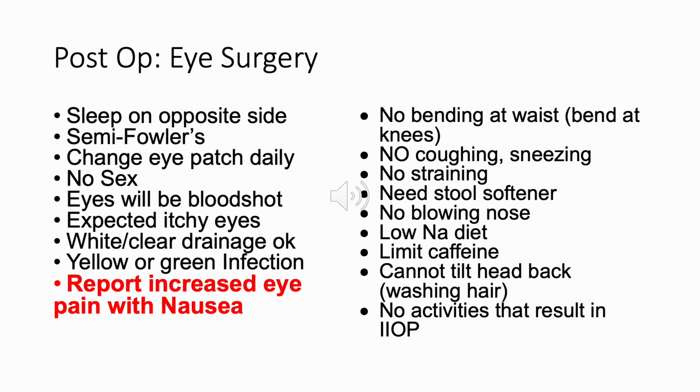Okay, so anybody with eye surgery needs not to bend at the waist. They need to bend at the knee. So if you have to pick something up off the floor, bend at the knees, not the waist. And these are all interventions to reduce intraocular pressure, okay? Because bending at the waist increases intraocular pressure. No coughing, no sneezing, no blowing your nose, no straining, which means everybody that's had eye surgery needs a stool softener and to drink a lot of fluids, etc.